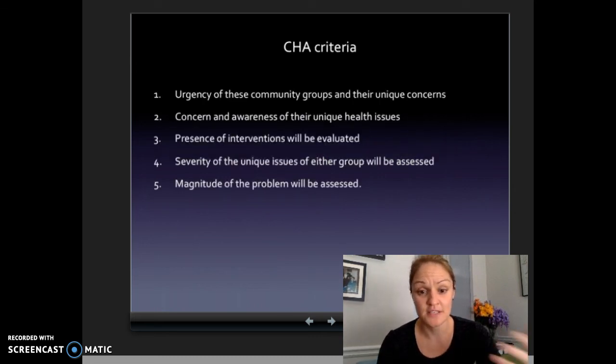And I'm going to use the CHA criteria that we got out of one of our videos, and I should have cited this. It's from the What is Community Health Assessments from Module 1. And those are the 5 points that I'm going to be looking at: the urgency of the need, the concern and the awareness of the issues, which is why I thought of Native Americans, the presence of the interventions, the severity of the problems that unique communities face, and then the magnitude of the problems.